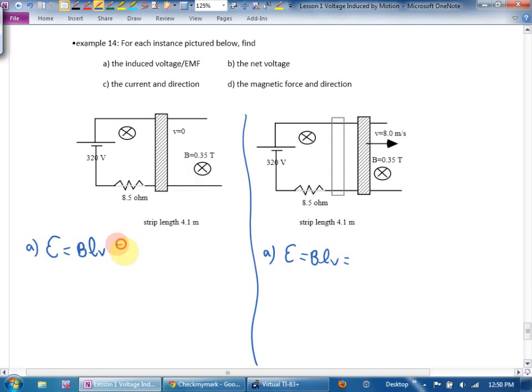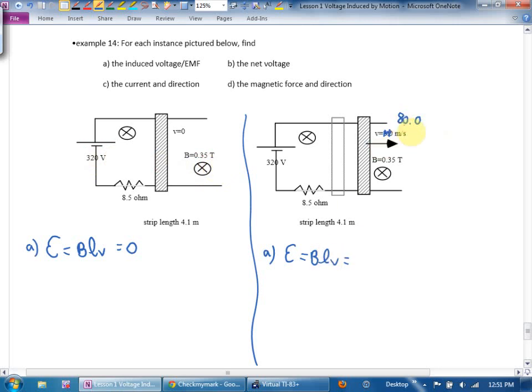Now, I crunched these numbers last class, and they were kind of boring. So let's crank this up a little bit. Instead of 8.0, cross that out and make it 80.0. It's flat. Moving. Is it even possible? What's my source voltage? Is BLV with 80 bigger than 320? Can we get it going that fast? Let's find out.